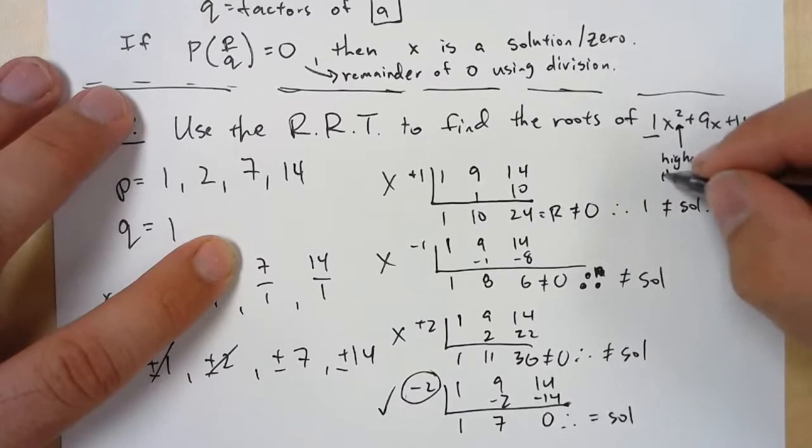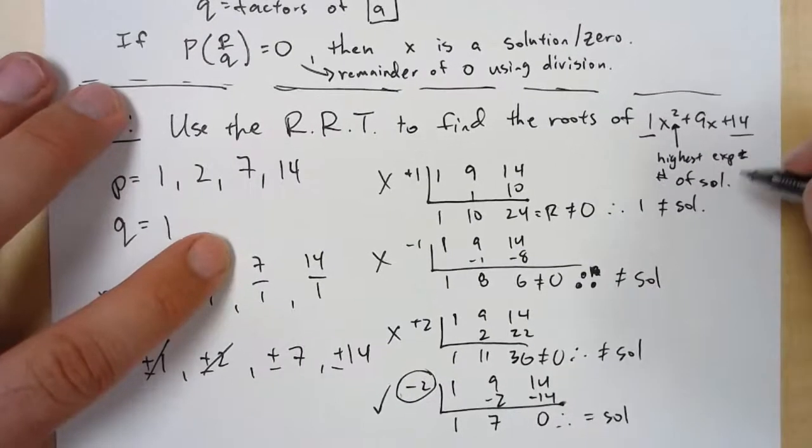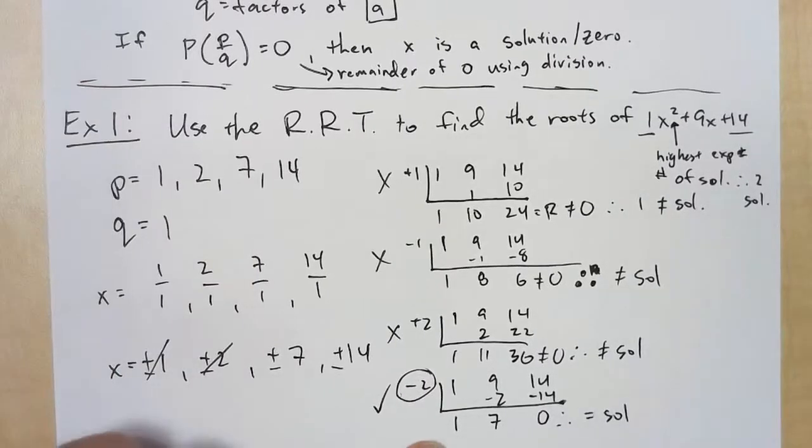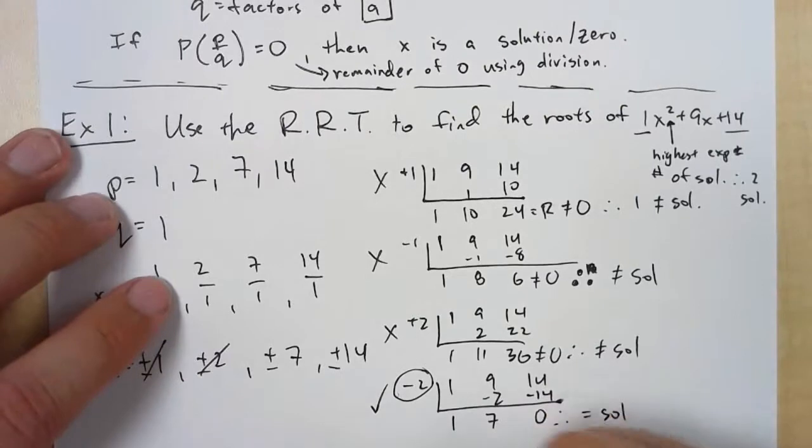Equals the number of solutions. So in this case, we have an exponent of 2. Therefore, we have 2 solutions. So we found 1. We need to keep going until we find the second. So let's try 7. So 7 is 1, 9, and 14.